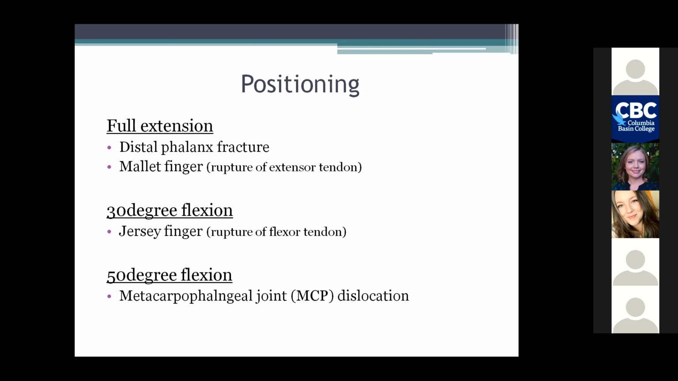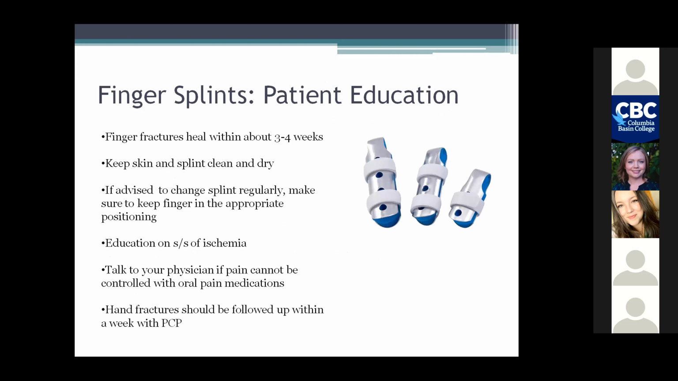For positioning, we have either a full extension for the distal phalanx fracture or the mallet finger, a 30-degree flexion for the jersey finger, and a 50-degree flexion for the MCP dislocation. For finger splints for the patient education, we want to let them know that fractures usually heal within 3 to 4 weeks. So they're going to look forward to wearing that for a couple of weeks. And then they want to keep their skin and the splint clean and dry.